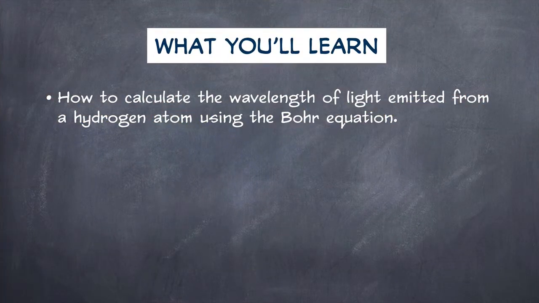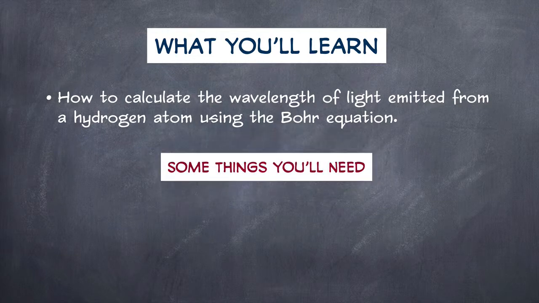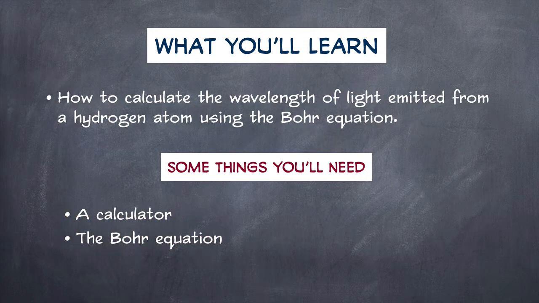What you'll learn in this screencast is how to calculate the wavelength of light emitted from a hydrogen atom using the Bohr equation. Now there are a couple of things you're going to need. You're going to need a calculator, of course, and you're going to need the Bohr equation. Let's go ahead and get started.